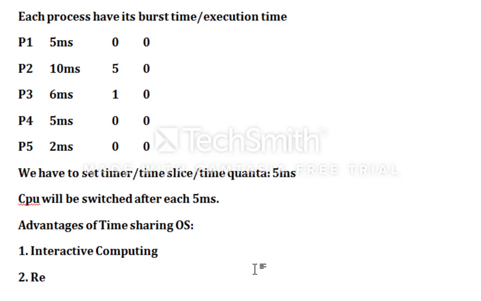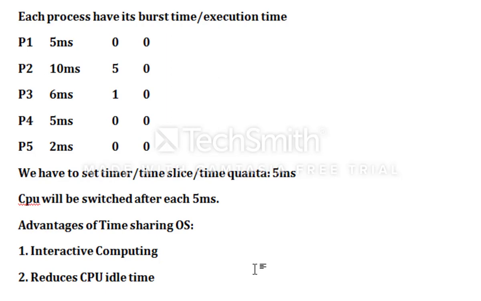Second is reduces CPU idle time. Now how is it done? CPU utilization and throughput are increased to a great extent as the CPU does not have to wait during setup times or during input output operations as in the batch processing system.